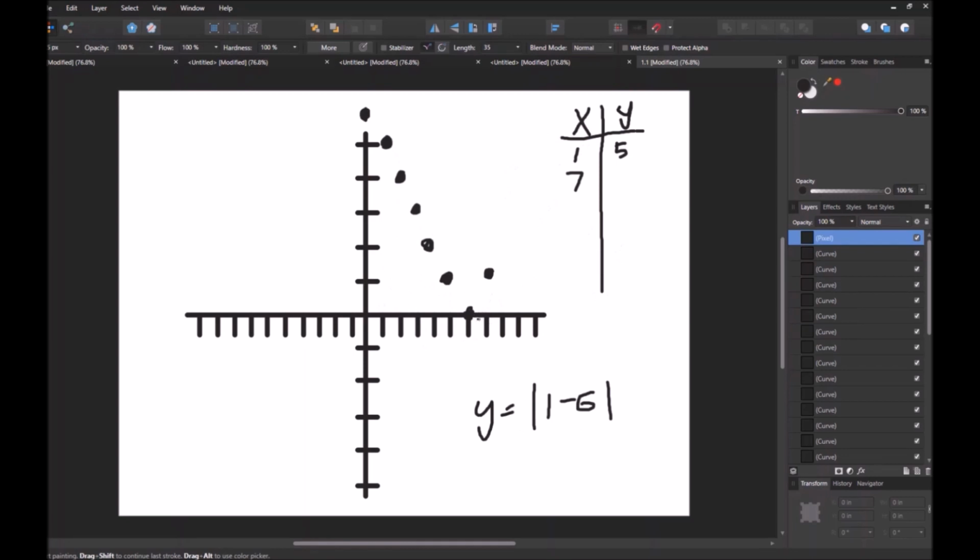Now to the right of the x-intercept, for every increase in x, there's a proportional increase in y. So we would go to 8, 2, and 9, 3, and then 10, 4. And our graph would look something like this.